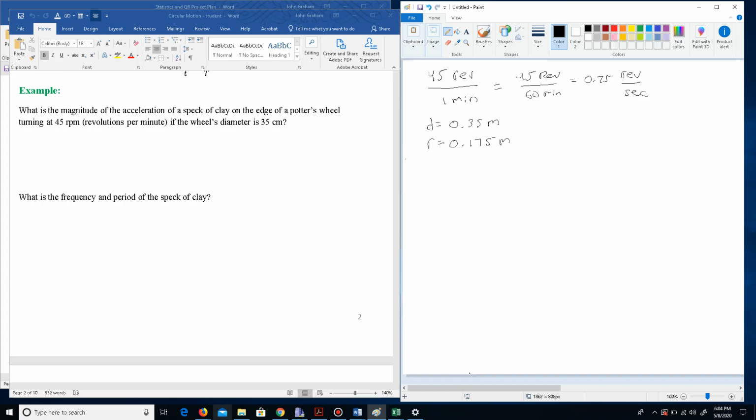And we want the acceleration. Well, A equals v squared over r. Right, so let's see. We are given here how many revolutions. So we are not given, hold on a second. Let me get to my page here.